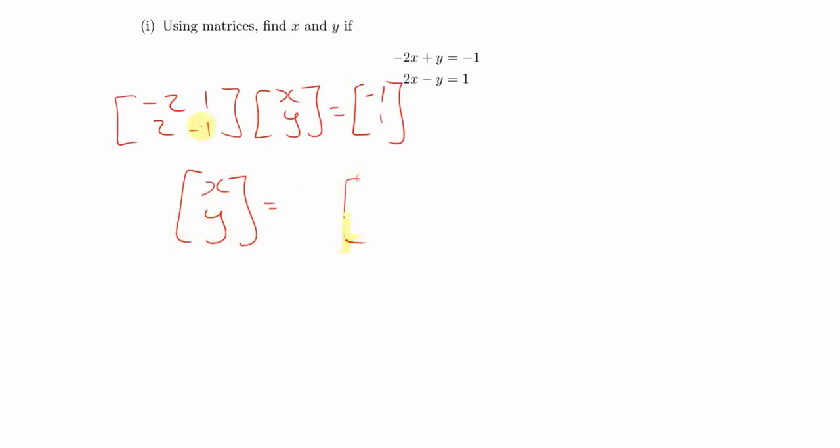[x, y] equals our inverse: swap the a and d, so -1 and -2, make b and c negative, and it's going to be multiplied by [-1, 1]. Then we've got 1 over the determinant, so ad minus bc: multiply these two together, get 2, minus these two together, 2 minus 2, so that's 0. Okay, so we've hit a wall. We've got 1 divided by 0.